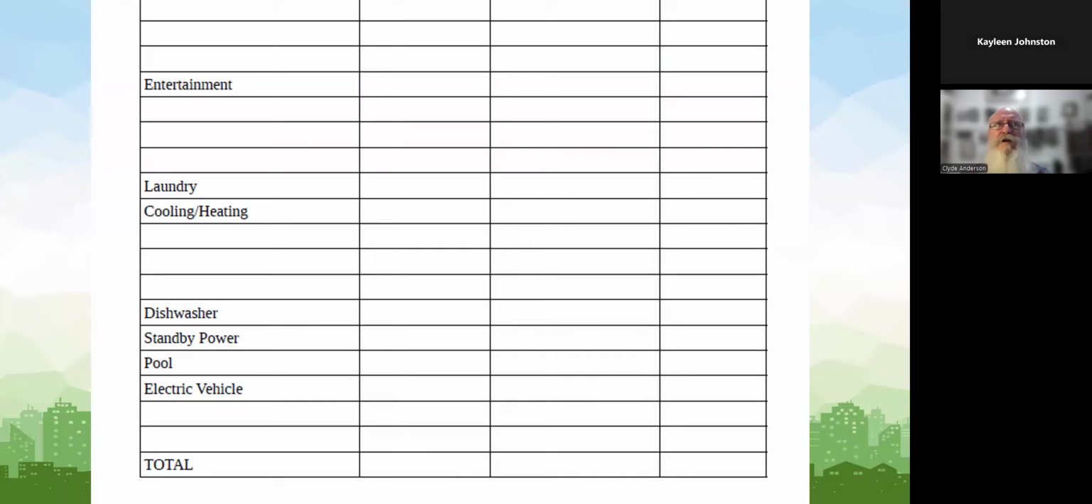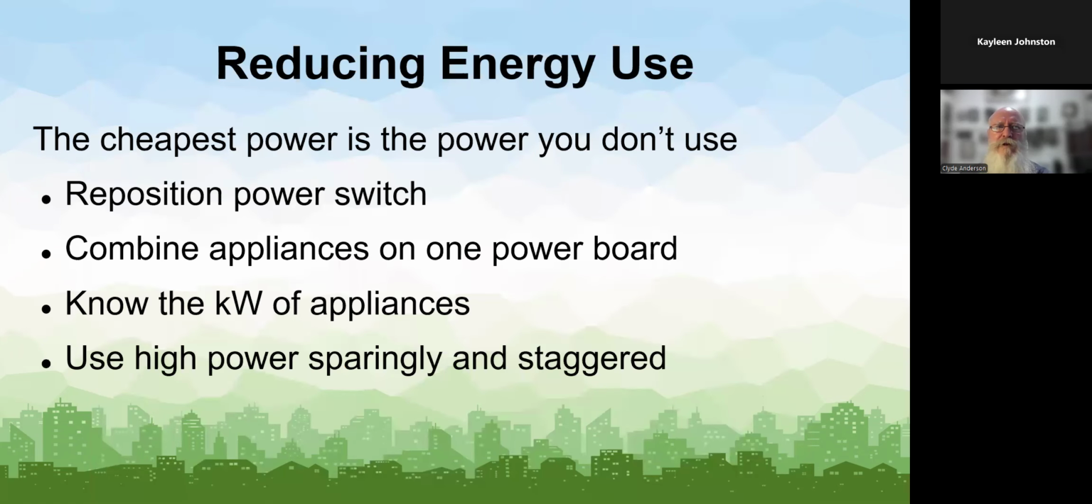Like, for example, let's say you've got a battery charger, you've got an air conditioner, and you've got an oven, and that's 5 kilowatts of load. Well, that's your demand charge. But if you can change that, stagger the use of large appliances, then you can use less demand and therefore be charged less. So how do you reduce energy? This is what we're all here for. So cheapest power is the power you don't use. Simple.